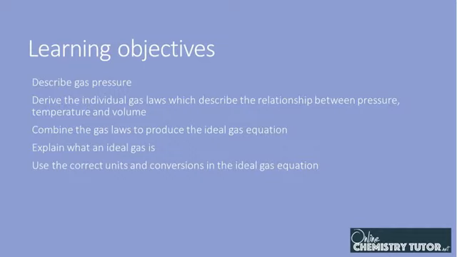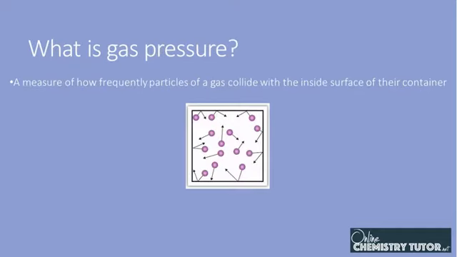So we're going to look at the individual gas laws and derive them and then combine them to produce the ideal gas equation. Make sure we're clear on what we mean by an ideal gas, and make sure that we can convert the units in the ideal gas law from one form to another to ensure that they're correct, and there'll be one past paper question at the very end.